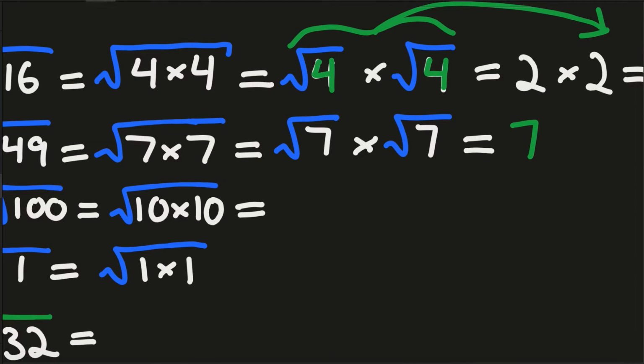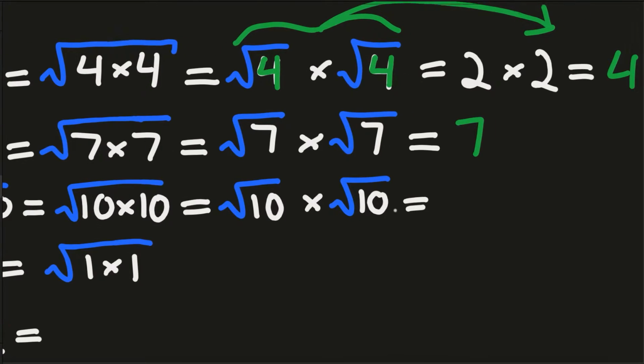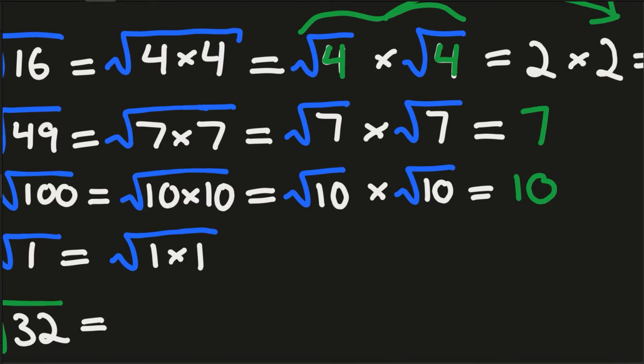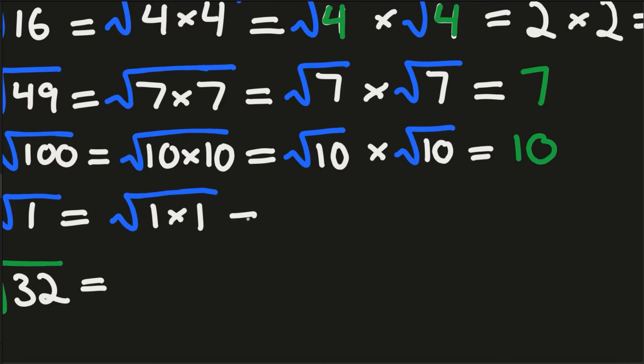Likewise, in this problem, we can break down 10 times 10 into the square root of 10 times the square root of 10. We know that these two square roots cancel out, so our answer would be 10. And now, we can break down the square root of 1 times 1 into the square root of 1 times the square root of 1. And as these two cancel out, we know that the answer is simply 1.